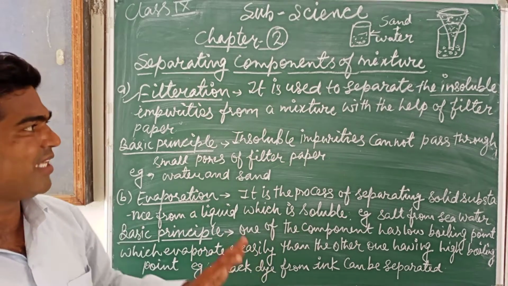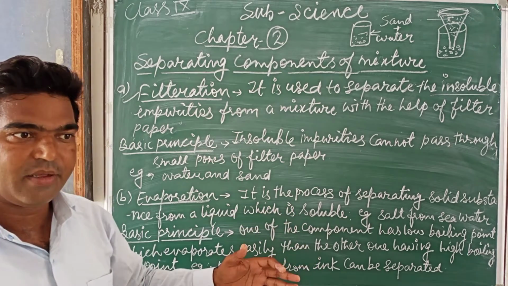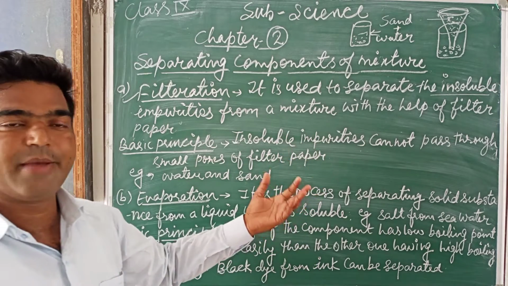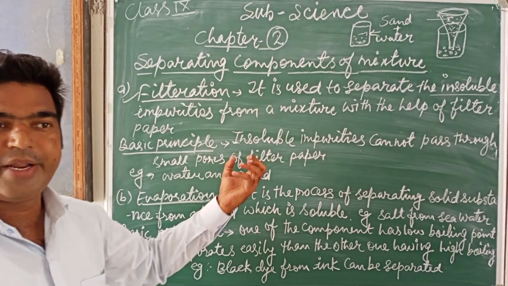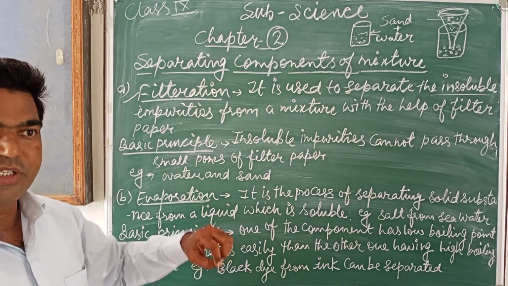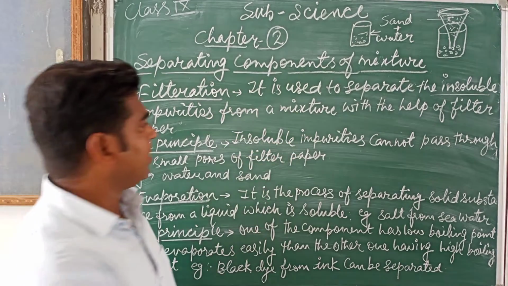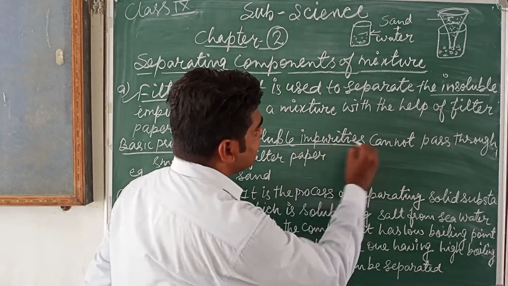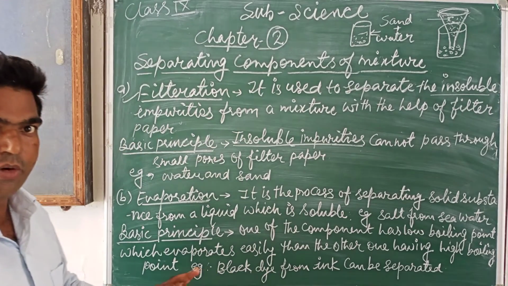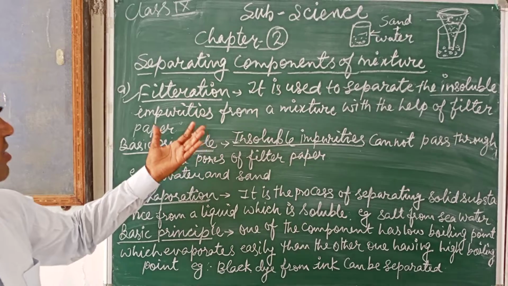In this way we can separate water and sand. We can also separate other types of components which are not soluble in water. So we can separate insoluble impurities by this method. Okay, I think you understand. Filtration is a very simple process.